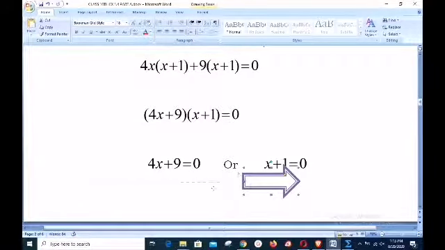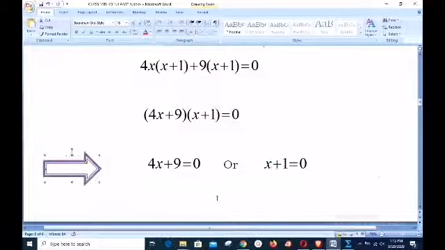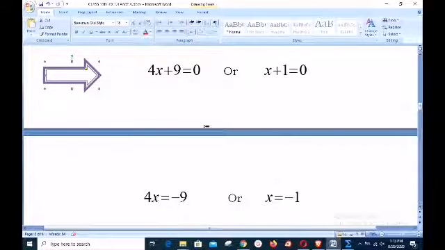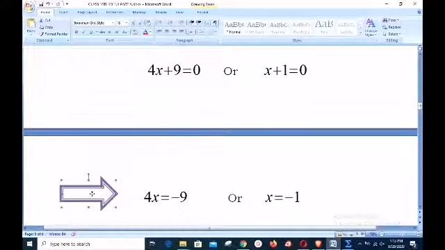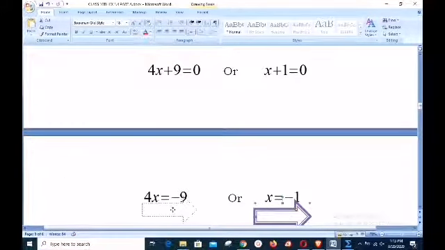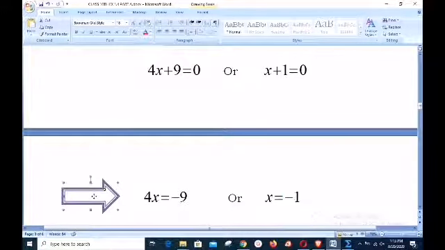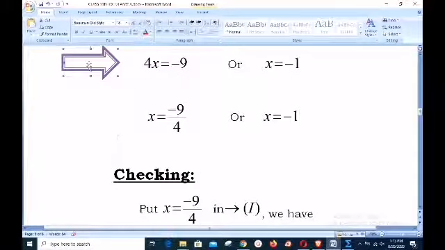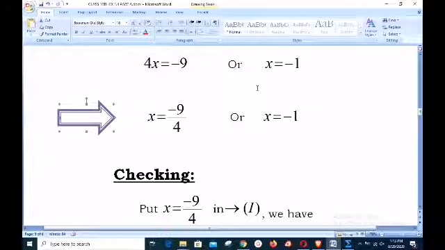Using the first one equal to 0, in the next step we have 4x is equal to minus 9. That is written here, and the second option, x plus 1 equal to 0, gives us x is equal to minus 1. Hope you all are understanding and finding it easier. Now on the left hand side, dividing both sides by 4, we have x is equal to minus 9 over 4, whereas we have got the value of x is equal to minus 1 in another option.